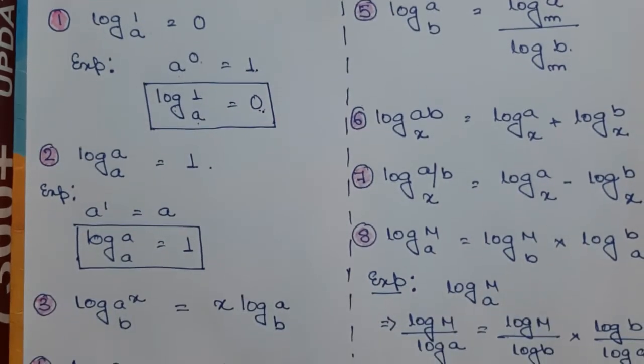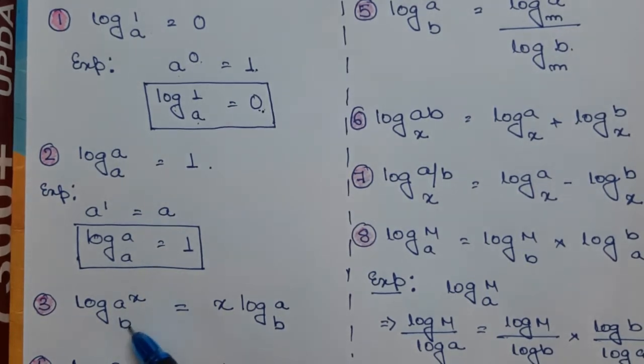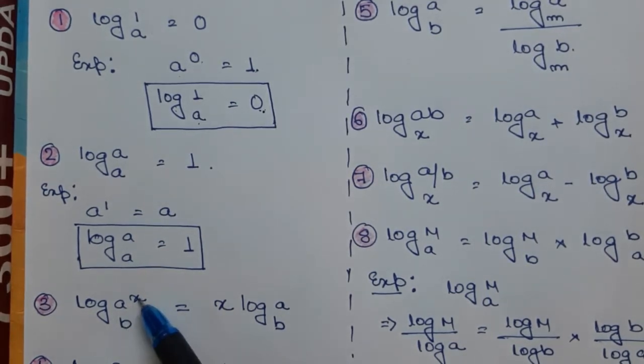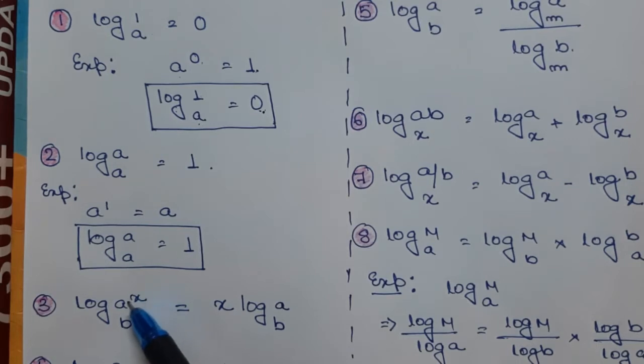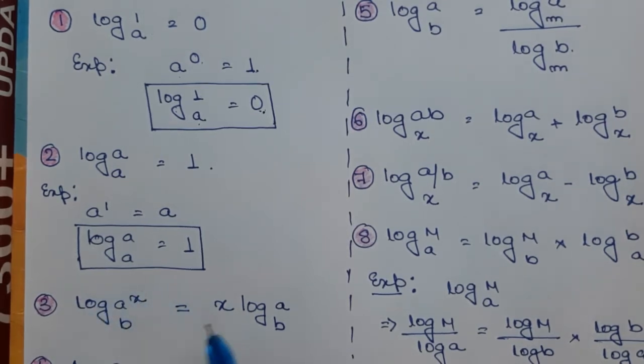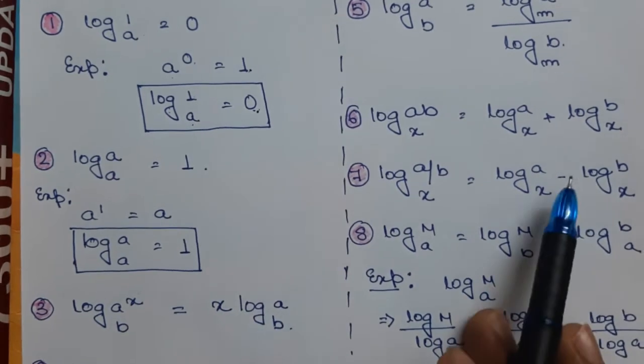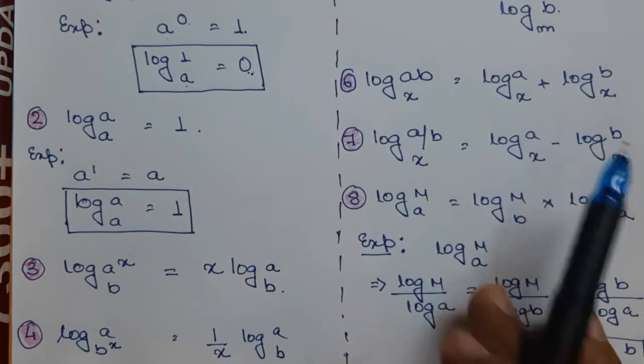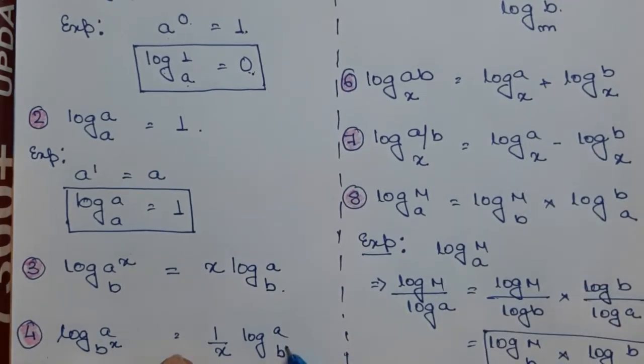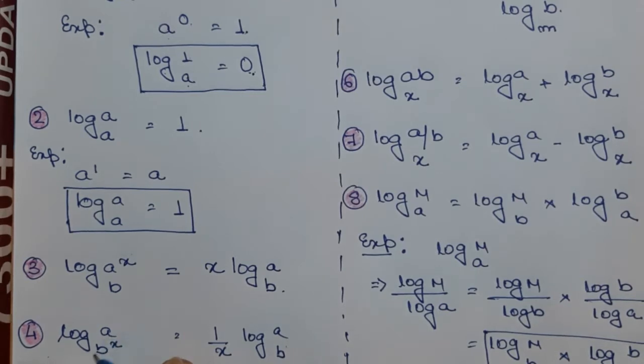Now the next property. If log of a to the power x to the base b, meaning there is a power on a, then the x value comes to the front, so it becomes x log a to the base b. If the power is on the argument, that is log of a to the power x at base b, the x comes down.